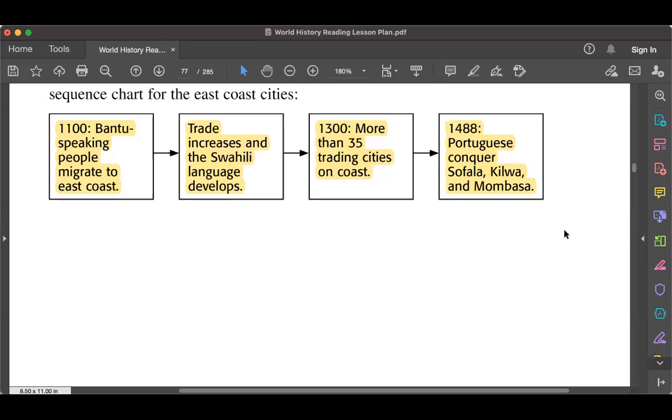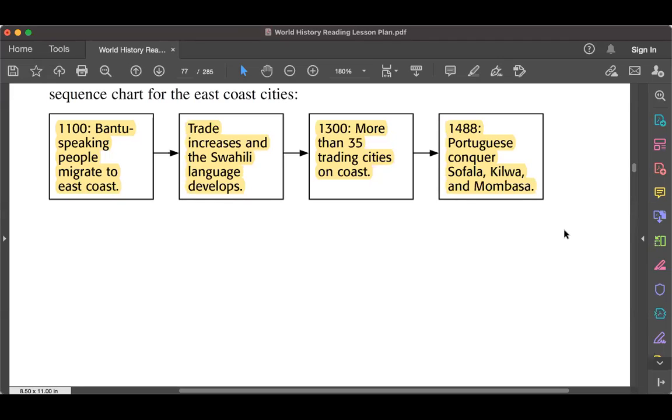Okay. What good things did they do? Well, they increased the Swahili language. They made more than 35 trading cities on the coast, and then they crashed. Okay. Tells the ending time, but I mean, that was a good run. They went from 1100 to 1488. So, got about what, 388 years worth of good stuff going on in there. So the dates tell us why and how long it was important for.